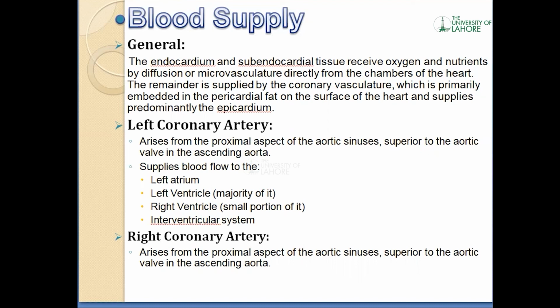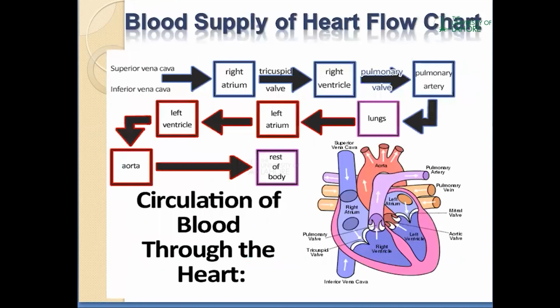The left coronary artery supplies the left atrium, left ventricle, right ventricle and interventricular septum, and the right coronary artery arises from the proximal aspects of the aortic sinuses, superior to the aortic valves in the ascending aorta.